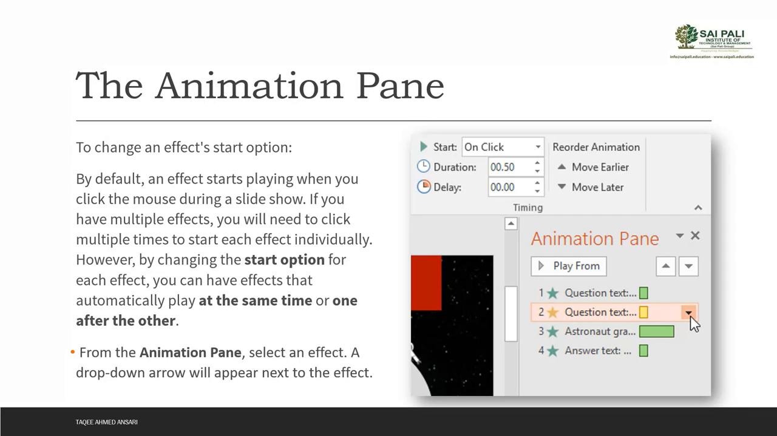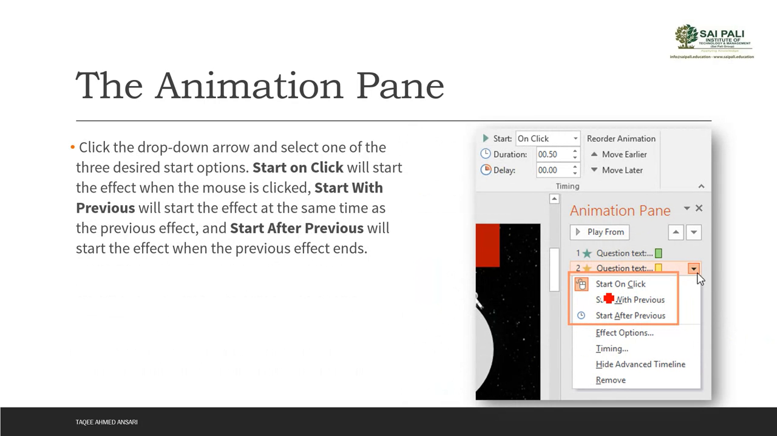If you want to change those things, you click this drop down for that particular animation, where you will get these options. By default it says Start On Click, which means when you click the mouse, it will run the animation. If you select Start With Previous, that means when the previous animation, like number 1, runs, at the same time number 2 will run also. If you select Start After Previous, that means when the first one finishes, it will start the second one, but it will run automatically without clicking your mouse. So you can choose these options from this drop down menu.